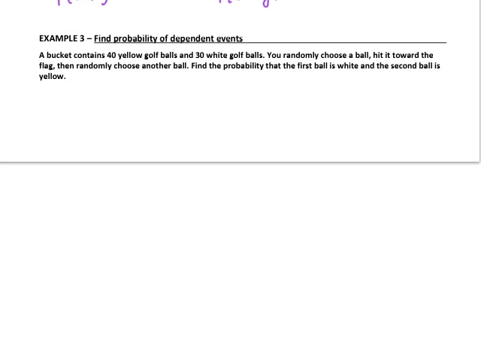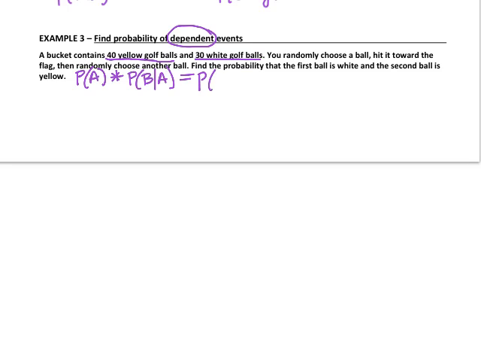Okay, so example 3 says that we want to find a probability of dependent events, and in this case we have a bucket that contains 40 yellow golf balls and 30 white golf balls. Okay, so dependent means that something's going to take place that's going to change the probability of the second thing taking place. Now we still need to use our same formula, probability of A times the probability of B taking place after A has already taken place. Remember, that's the conditional one when we have a dependent situation.